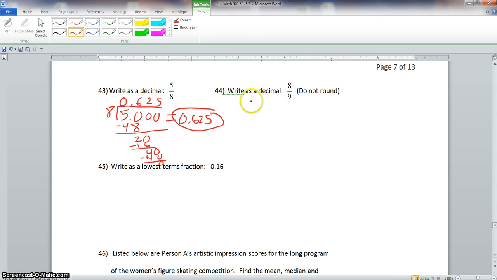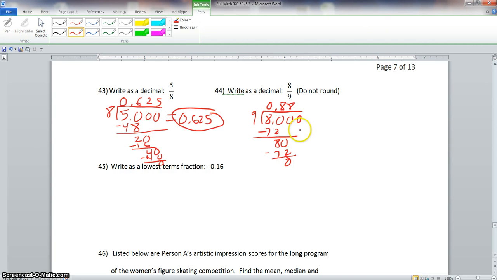So now with 44, it says write as a decimal 8/9, do not round. So what we would do is we'll take 9 into 8, and we'll put a decimal. Let's put 3 zeros here. 9 goes into 8 0 times. 9 goes into 80 8 times. So 80 minus 72 is 8. Bring down our 0. 9 goes into 80 8 times.